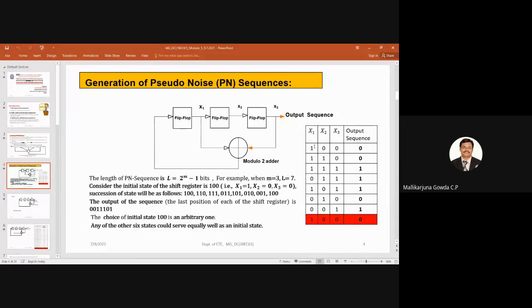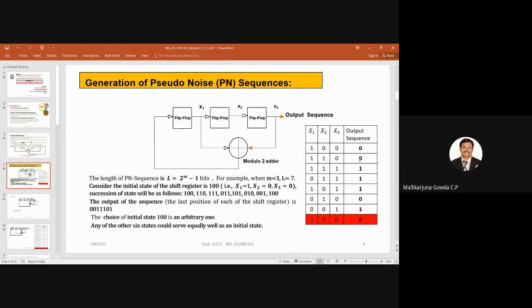Then what is the input to flip-flop 1? XOR of x1 and x3. So x1 is 1, and x3 is 0. So 1 XOR 0 will be 1. That will be given to flip-flop 1. Hence, now the sequence is 1 1 0, right? So when I apply the clock, it is getting shifted. Whatever is in x3, that is flip-flop 3, will come out. So now also it is 0, right?